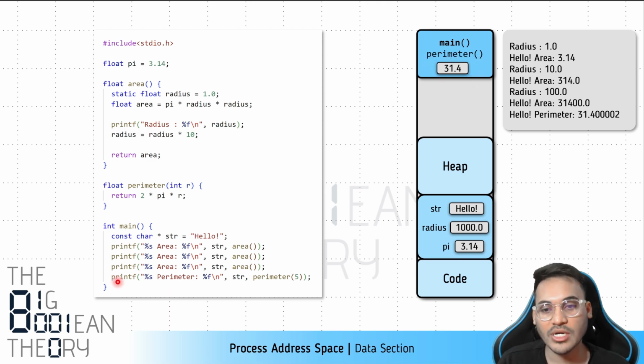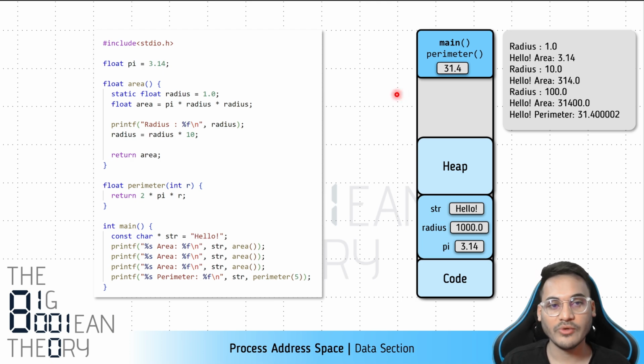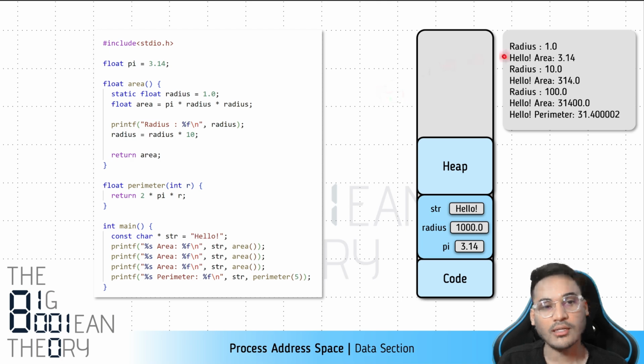And we also print this statement, that is perimeter with the hello string, right? So the actual value, the precise value is 31.40002, but here just for the sake of simplicity, I have shown 31.4. And when the main function is about to end, the main function will also return, and this is the output of the program. And you can see how the data section was used.